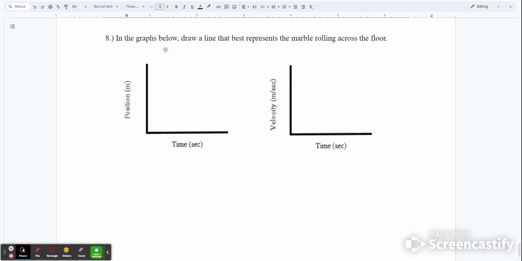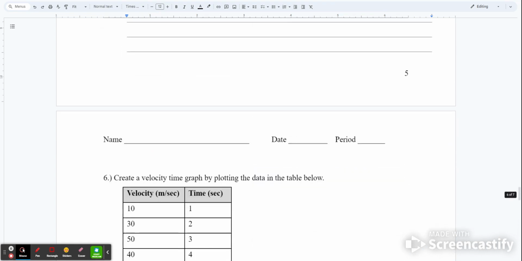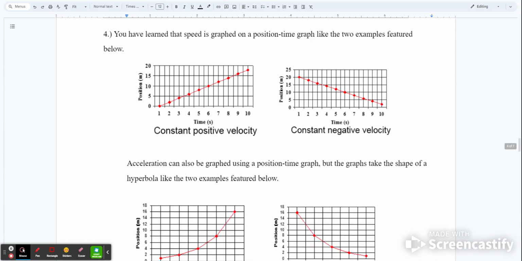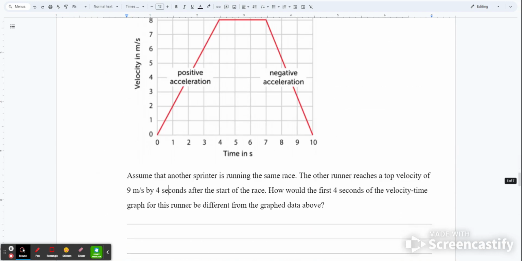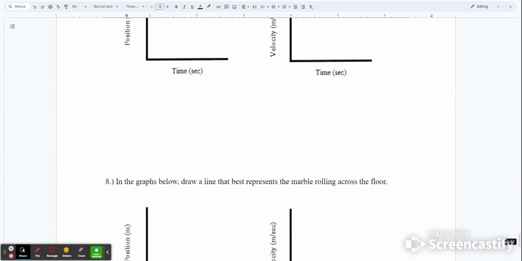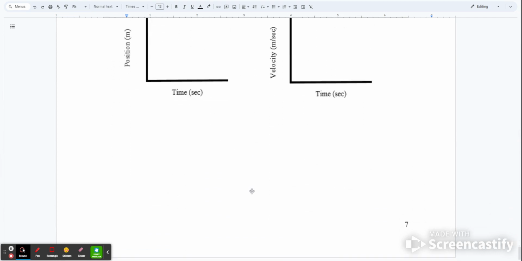Next, in the graphs below, draw a line that represents the marble rolling across the floor. Again, you're going to be doing position versus time and a velocity versus time. Use your notes and perhaps the charts that you see here for question 4 to help you solve this problem. These are sketches. You don't need values. They should just be the correct shape. That is the end of this lab.